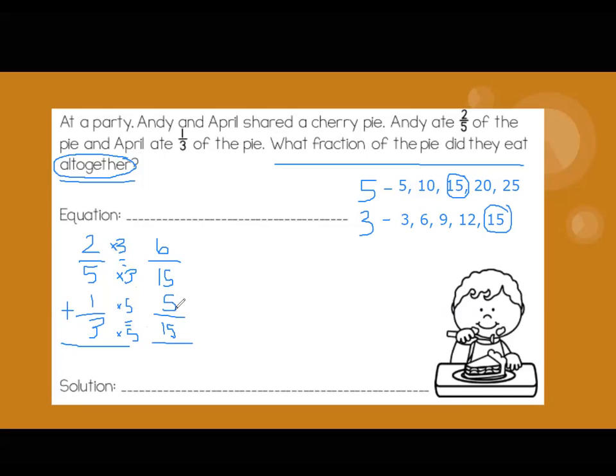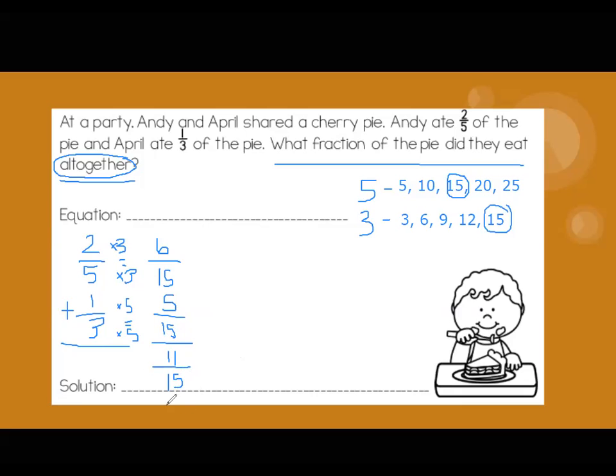So now that we've made our equivalent fractions, we have two fractions with the same denominator, so we're dealing with same size parts, and we can add these two together. So we look at our numerators first. 6 plus 5 is 11, and then our denominator stays 15.